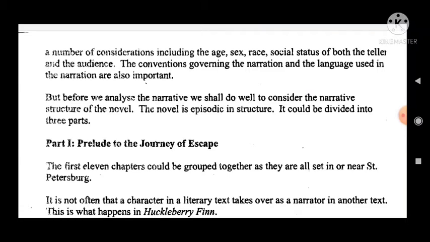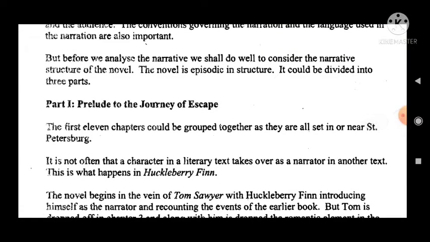But before we analyze the narrative, we shall do well to consider the narrative structure of the novel. The novel is episodic in nature. It could be divided into three parts. So here you can memorize the important things: Huckleberry Finn is divided into three parts. The novel is episodic in nature.